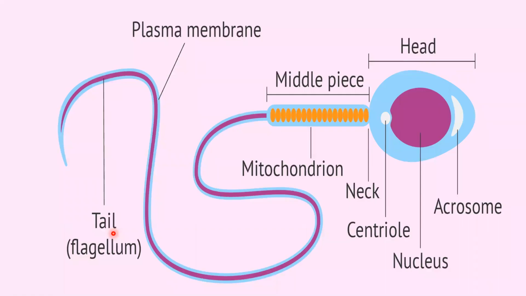So this is the entire structure of a sperm. Head, here there is the acrosome, this is the nucleus consisting of DNA, this is the centriole, the neck, the middle piece consisting of mitochondria, and then there is the tail, which is also called the flagellum. The entire structure is covered by a plasma membrane.